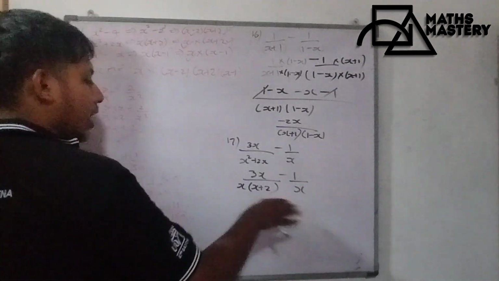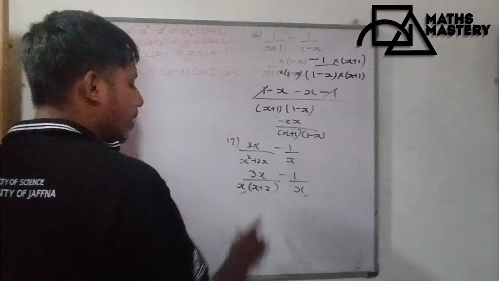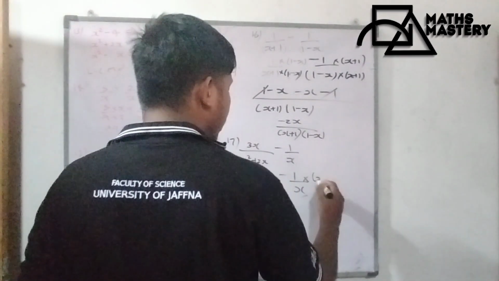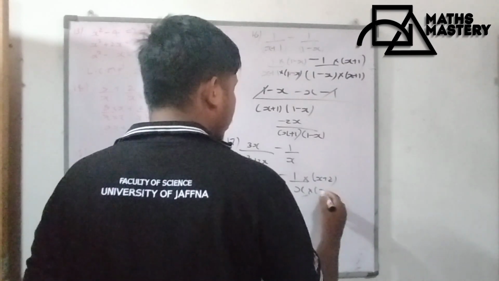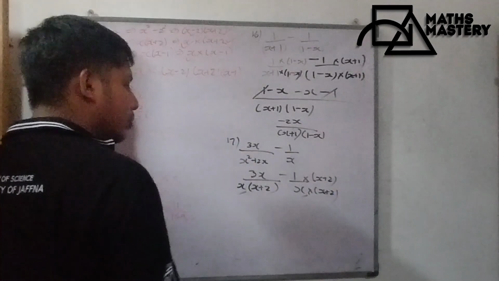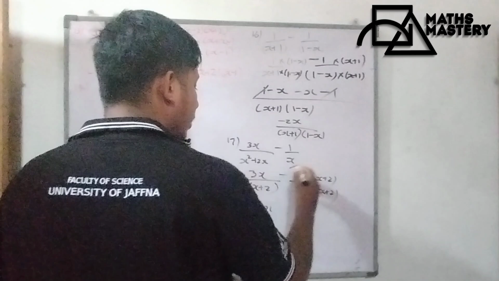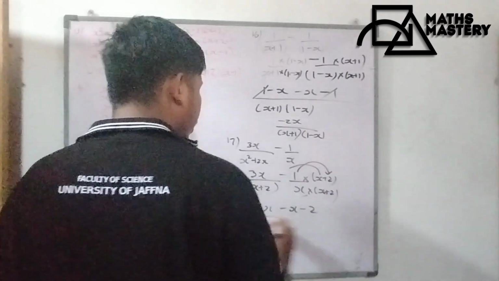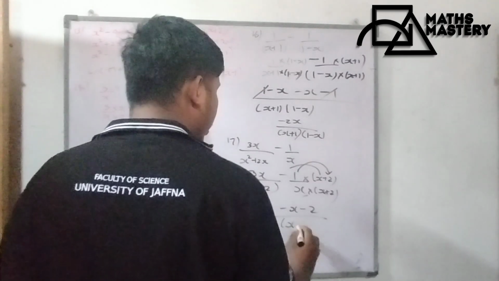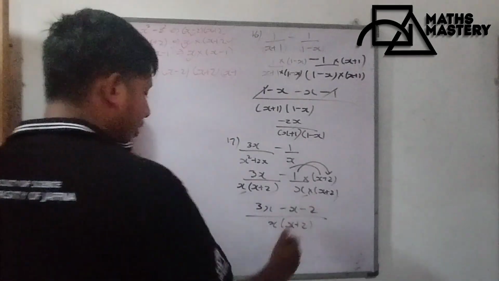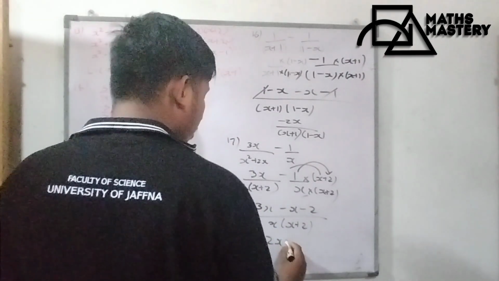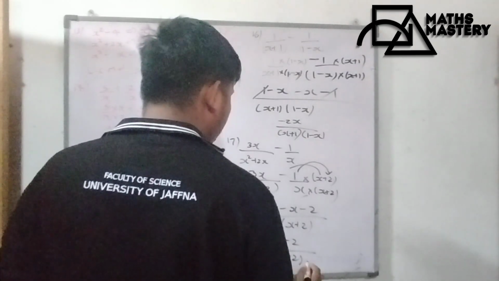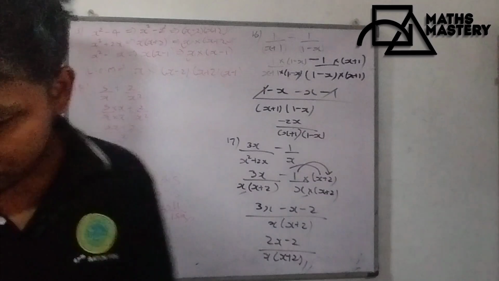Now see, in this type of question you can see x and x is common, but this one doesn't have x plus 2. So what you are supposed to do is multiply by x plus 2. If you multiply by x plus 2, buddha, what happens? 3x, minus 1 times x is minus x. Minus 1 times 2 is minus 2. So divide by x, x plus 2, this is the common denominator. 3x minus x, you'll get the answer 2x minus 2 divided by x, x plus 2. This is the answer of the question number 17.